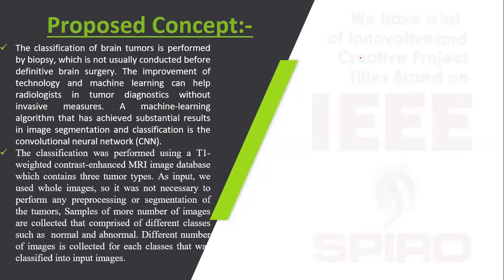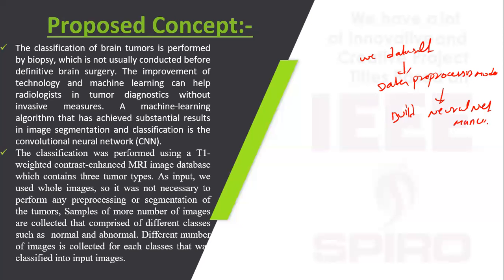Proposed concept. In our project, we take a brain tumor image dataset, then we use data pre-processing methods. After data pre-processing, we build neural networks manually. We are using CNN, convolutional neural networks. After building the neural networks, we train the deep learning model.